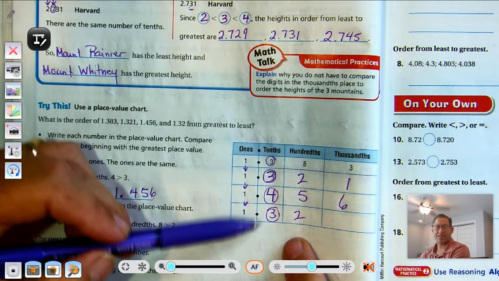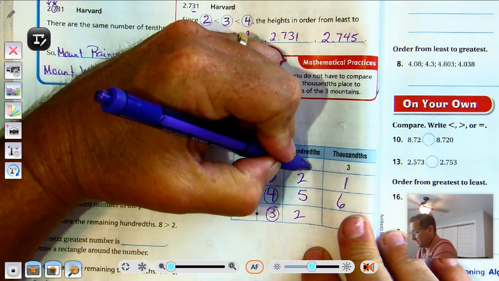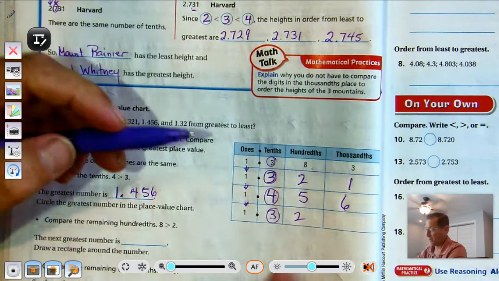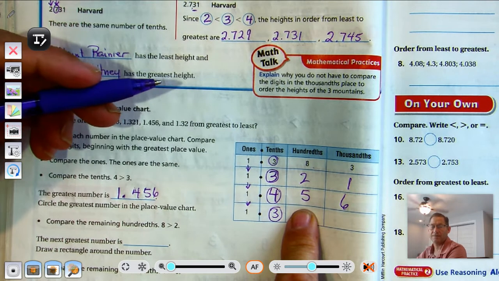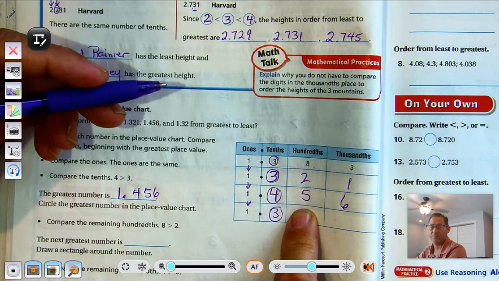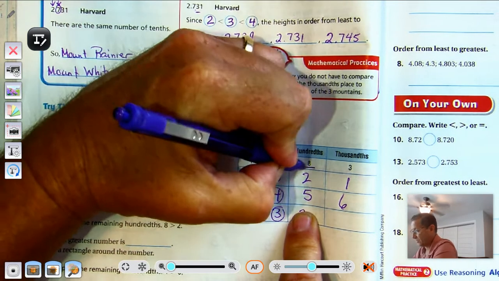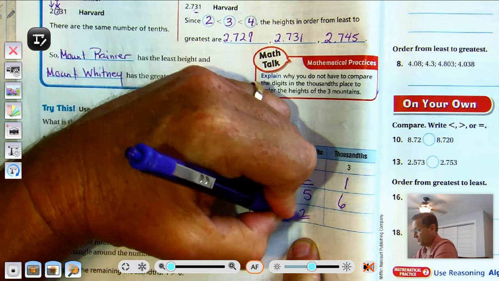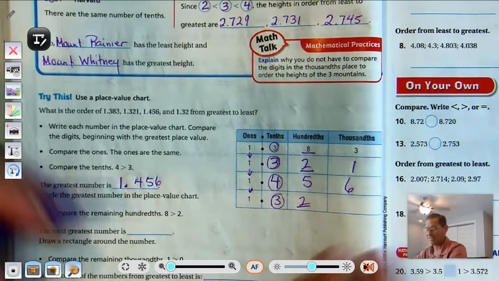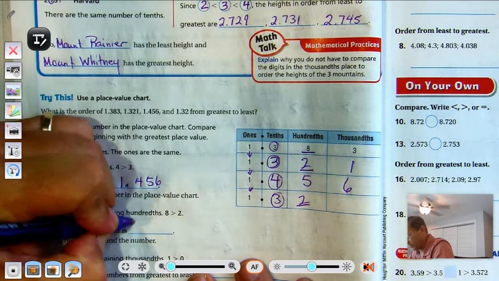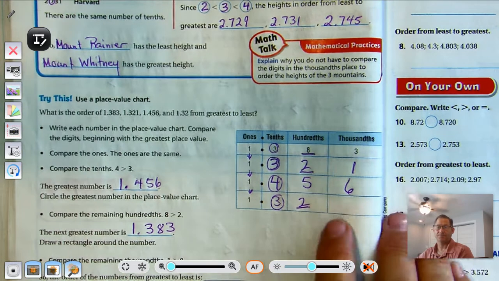All right, so we found the greatest. But I can't find what's the next one in order because they're all 3 tenths. So let's go to the hundredths with the remaining ones. I don't need to do anything with the 1 and 456 thousandths. We've already identified that. So just the 3 tenths ones. So we have 8 hundredths, 2 hundredths, 2 hundredths. Well, 8 hundredths is clearly bigger, right? So that's the next larger. So the next greatest number is 1 and 383 thousandths.